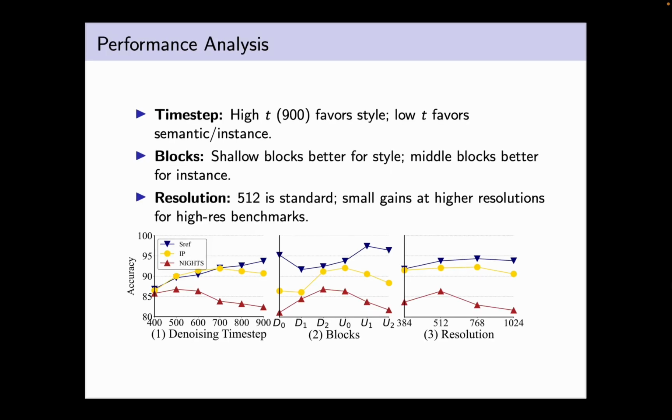We also analyzed how choices affect performance. First, denoising time step matters. High T favors style and low-level features. Low T favors semantic or instance matching. Block selection matters too. Shallow blocks give style signals, middle blocks help instance matching. Resolution has small effects, generally 512 is fine, with modest gains for higher resolution on high-res benchmarks. Use these knobs depending on whether you prioritize style or semantics.